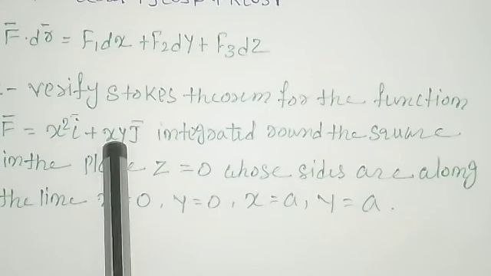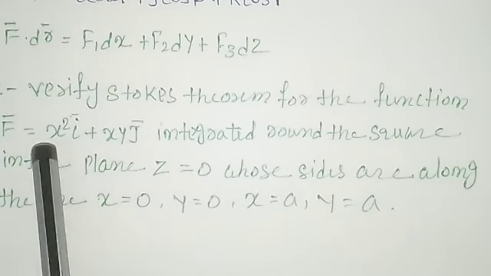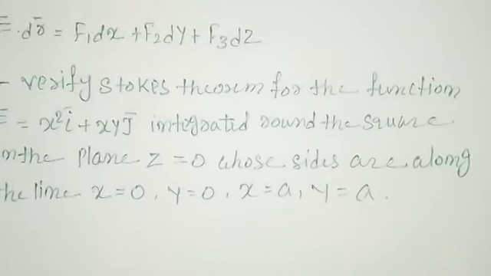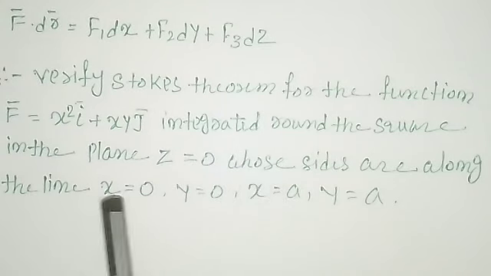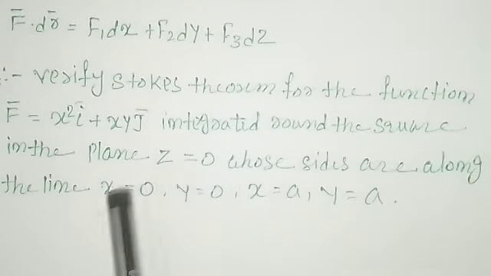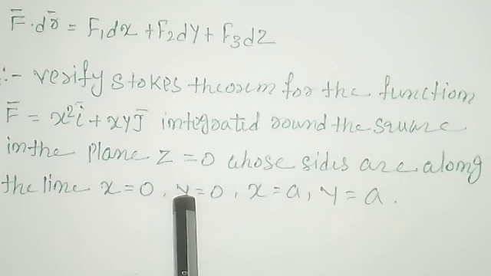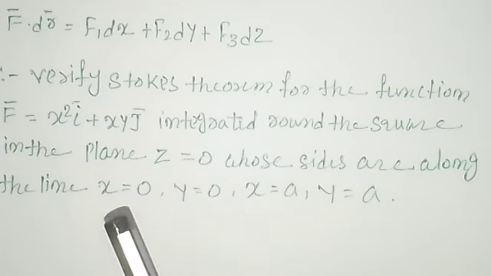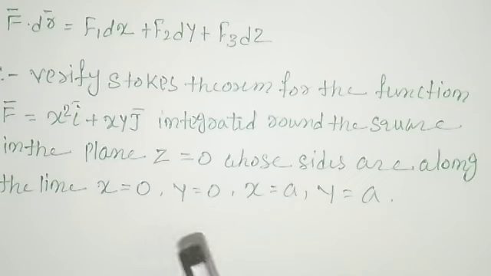So one vector point function is given whose equation is x squared i plus xy j, which means it is on the xy plane, z is 0, right? And it is integrated on the square region where z is 0 and x is varying from 0 to a and y is varying from 0 to a, right? So we have to verify the Stokes theorem. For verifying the Stokes theorem, basically we have to find the line integral of f dot dr and the surface integral of the curl f dot n ds. If the LHS and RHS are equal, it means that the Stokes theorem is verified.